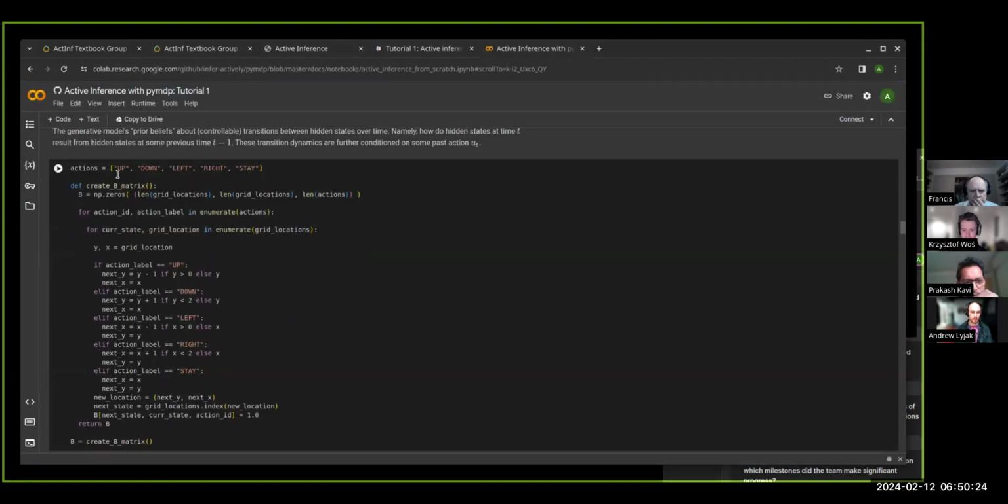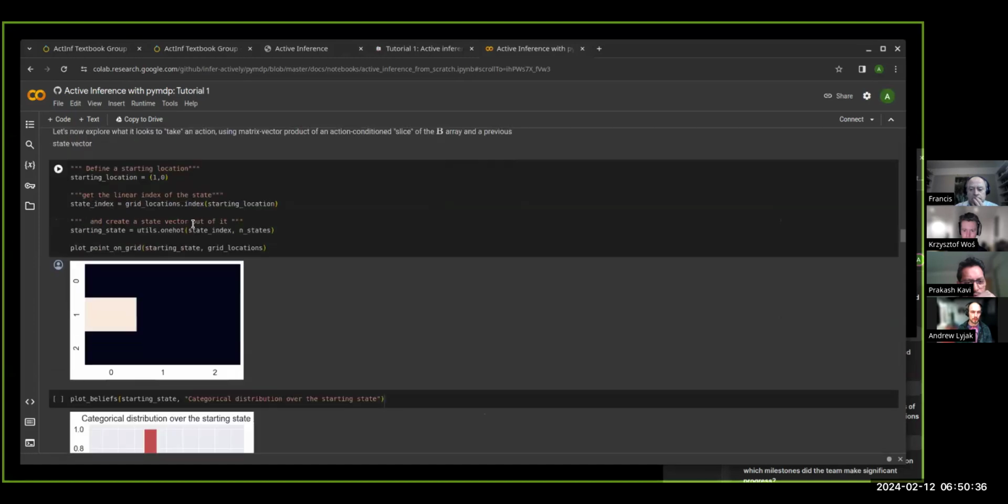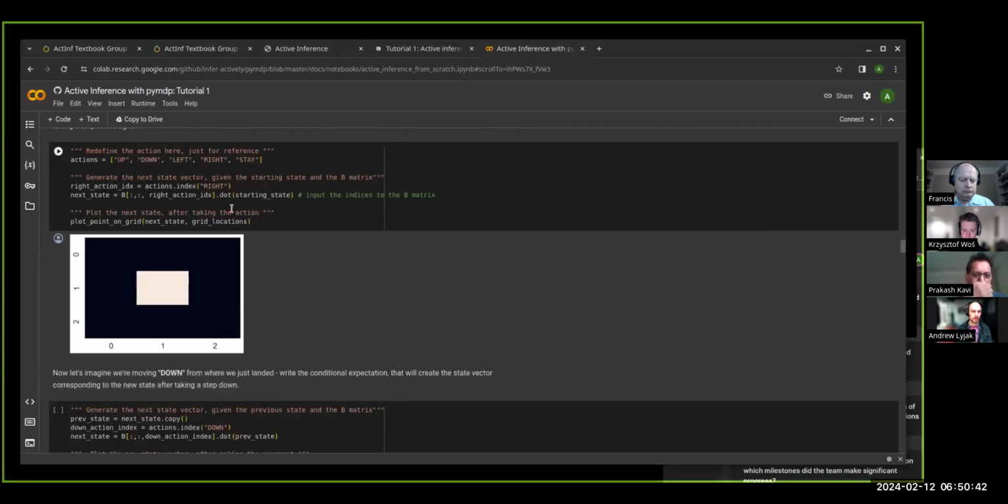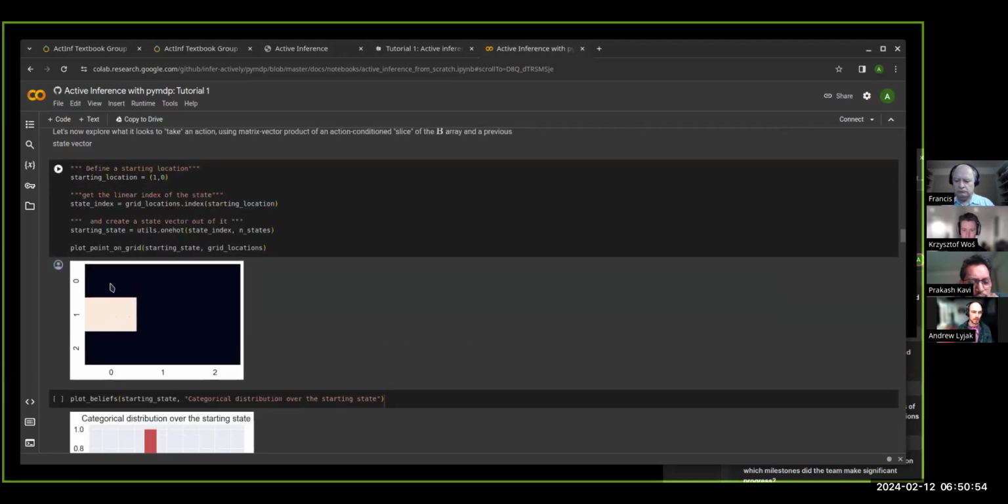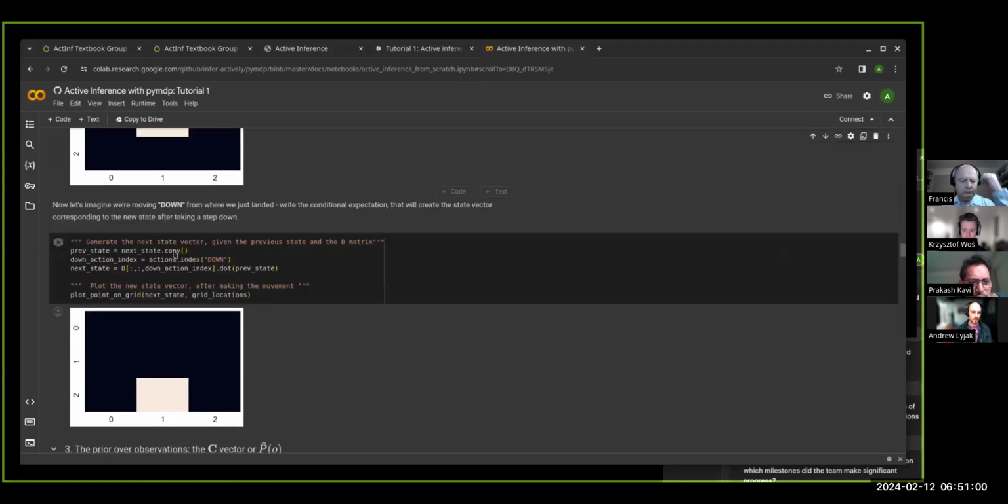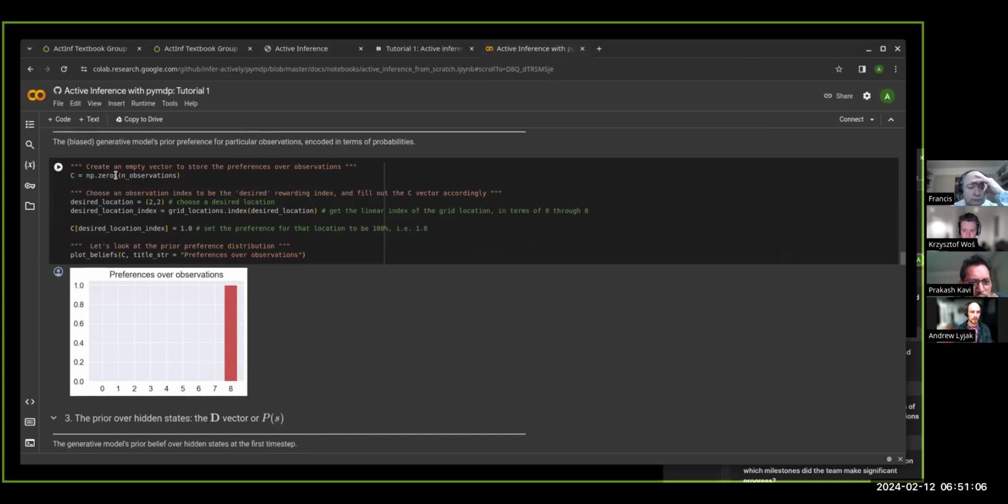So B's created. These are the affordances. They're called actions in this script. There are 5 of them: up, down, left, right, stay. A few pieces are just visualized and just checking through that they can advance the next state and then take the action and move from here and then move right 1 square to here, then move down to here. So that's B.